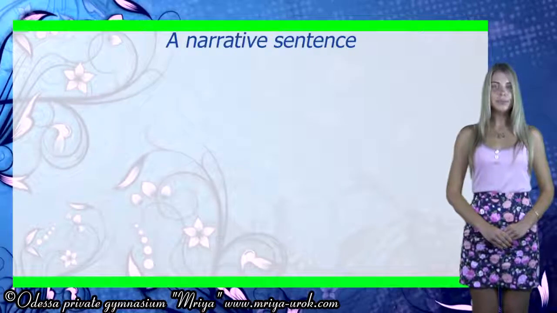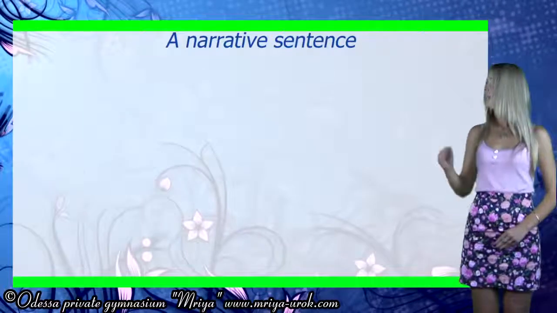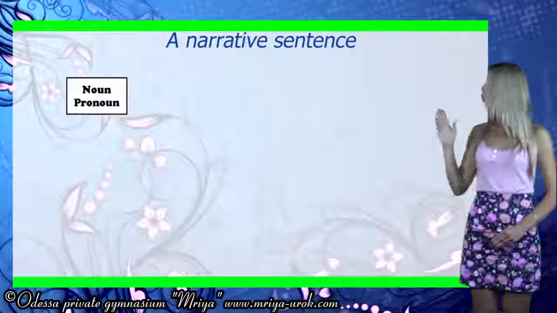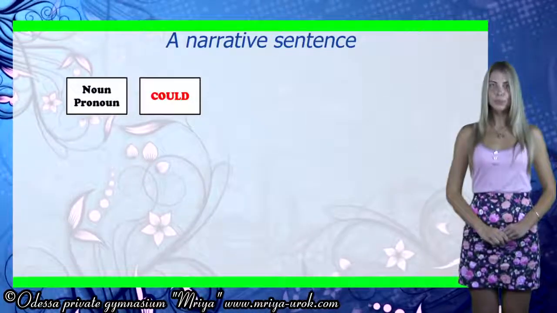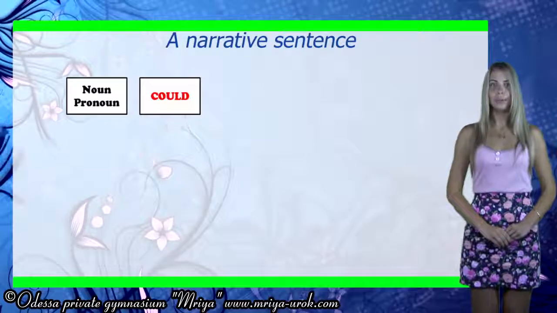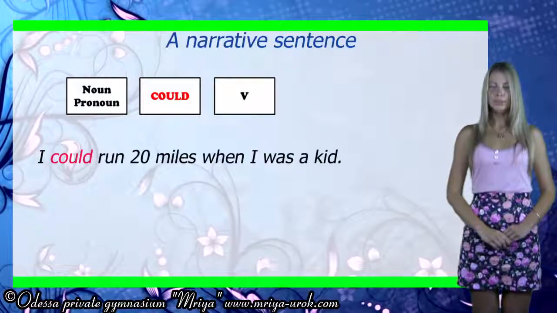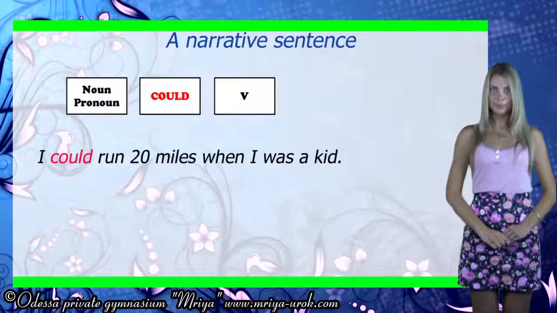So, if you want to make a narrative sentence, on the first position you have to put noun or pronoun. After that you put could, and after could you have to put your main verb. For example, I could run 20 miles when I was a kid.